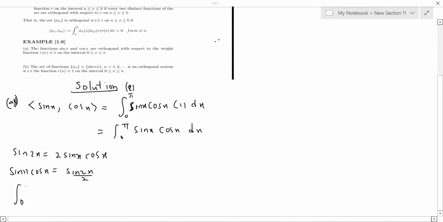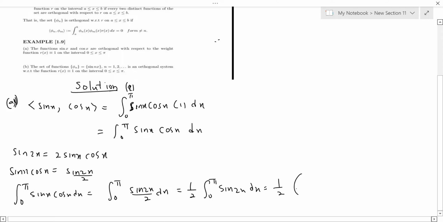So you are going to insert this into the integral. You have the integral from 0 to pi of sin x cos x dx, which will now be equal to sin 2x over 2. This is very easy to integrate. So you can bring out your 1 over 2. You have 0 to pi, then sin 2x dx. If you integrate sine, what do you get? You get minus cos 2x over 2 from 0 to pi. So you add your limits.